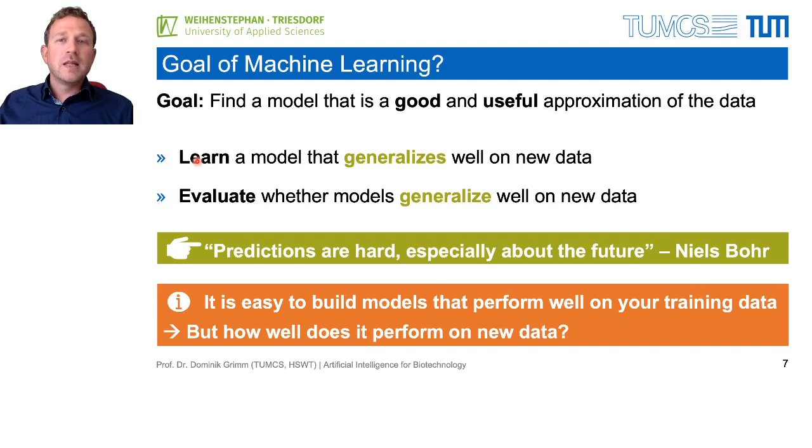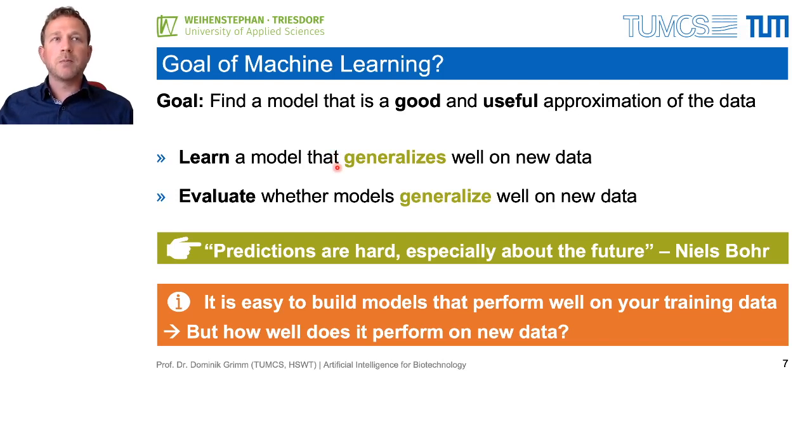So it is easy to build models that perform well on our training data, on the data we have at hand, but how do they perform on new data they have never seen? So that's why we have to learn a model that generalizes well on new data, and we have to also evaluate whether they generalize on new data. What I exactly mean with generalization, I will come to at a later point of this lecture.